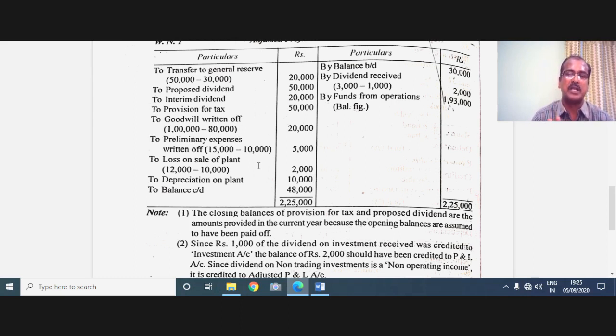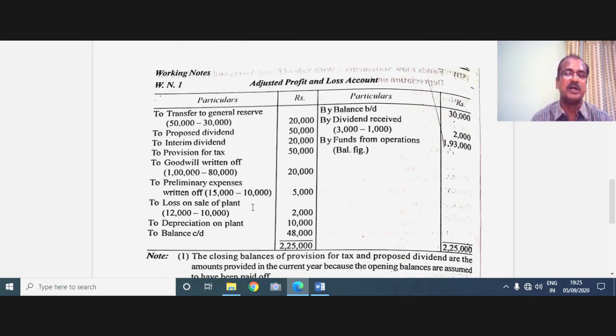The 2,000 rupees loss on sale of machinery is debited here in the adjusted P&L account. In addition to that, they also charged depreciation of 10,000 rupees on plant and machinery, which has been reversed because it's a non-fund expenditure, and that is why it is reversed here. So with that, the debit side of the adjusted P&L account is over. Now let's go to the credit side.